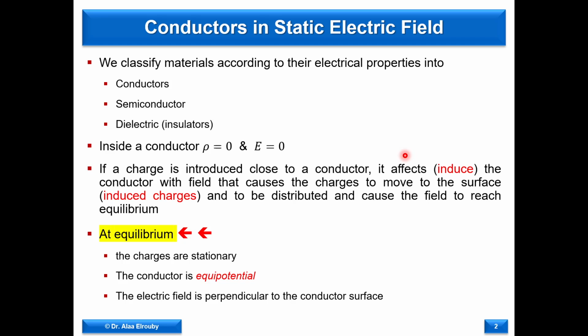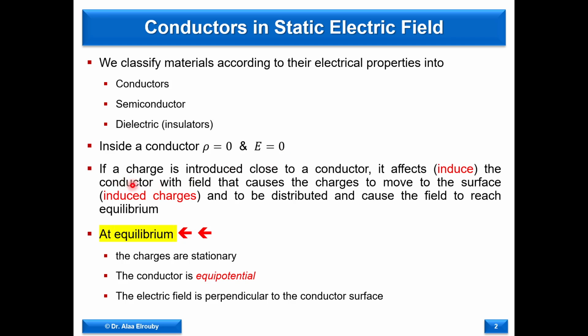We will start by discussing the behavior of electrostatic field in conductor materials. So in conductors, rho, which is a volumetric charge density, will equal 0. Electric field equals 0. Assuming the conductor is perfect, there is no net volumetric charge density inside the conductor, and there is no electric field inside the conductor.